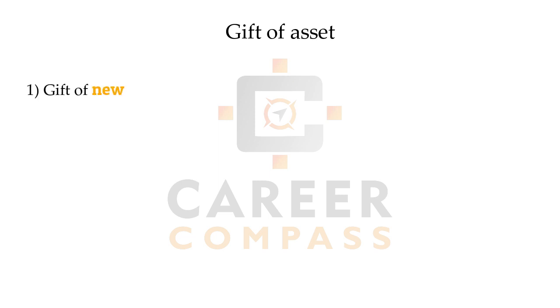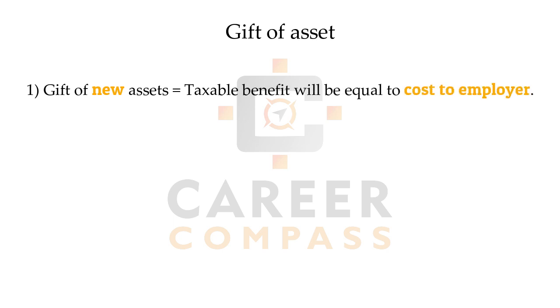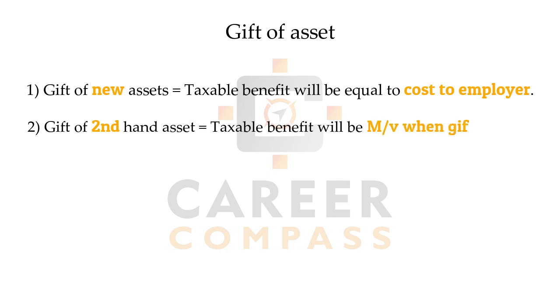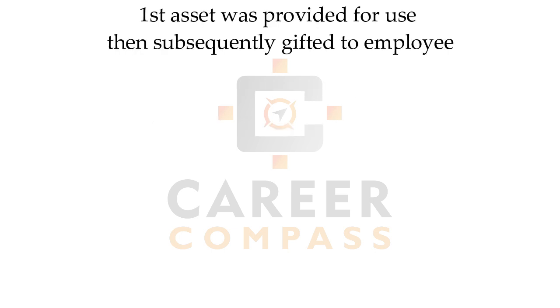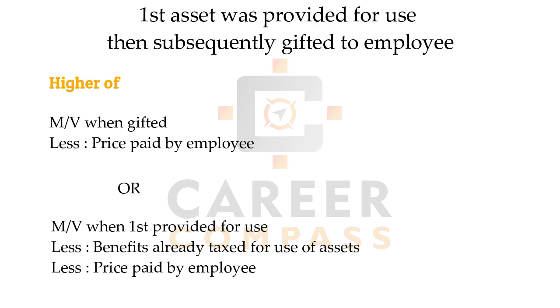So if the employer gives a new asset to the employee, then the cost of the asset will be taxable. And suppose, students, a second-hand asset is given, then the market value of the asset will be taxable. In some cases, students, the employer first gives the asset only for use, but later on gives that asset as a gift. Then in that case, we have to calculate the taxable benefit as below. Students, you have to remember the below rules. I am giving you 10 seconds to just go through the pro forma.